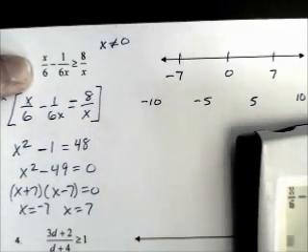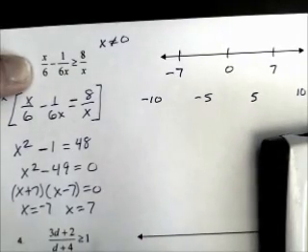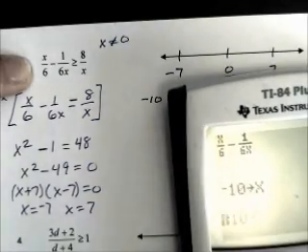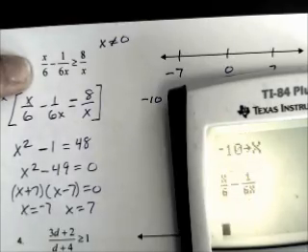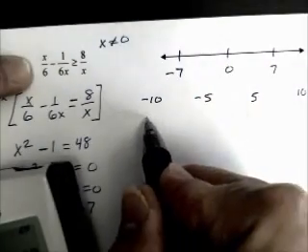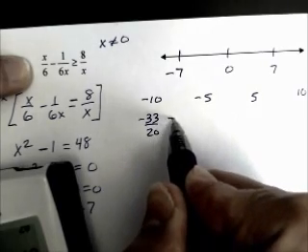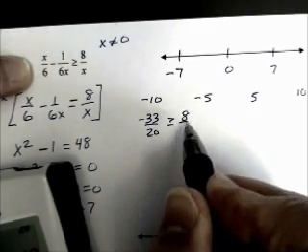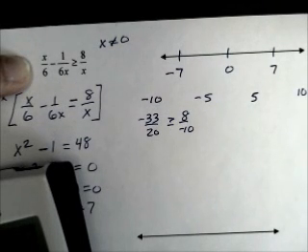Okay, so -10. Store -10 into the calculator. -33 over 20. Is that greater than or equal to -8/10? No, it's not. -33/20 would be smaller than -8/10.